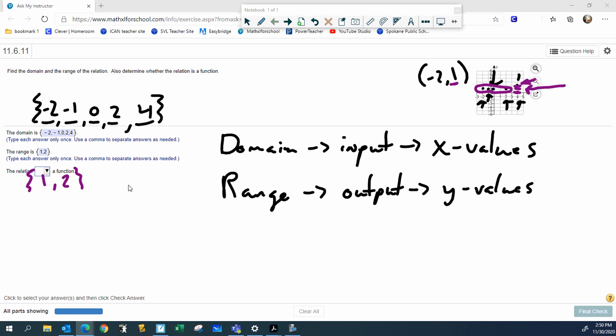Actually, there's one more. The definition of a function is where each input only has one unique output. And so each of these inputs have only one output, and so it is a function. If you ran into something where you had a -2 for the input and it had 2 different points, where it had an output of 1 and an output of 2, something like this where you had 2 points.